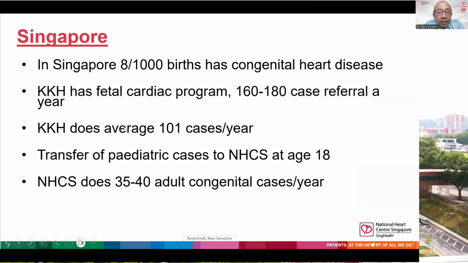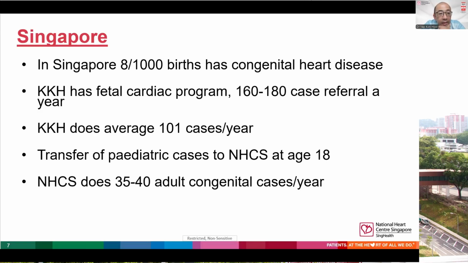So, congenital heart disease in Singapore: first of all, congenital heart disease is not common, about 8 per 1,000 in Singapore. Singapore itself is a small country. Compared to other countries, for example, I went to Toronto in Canada, which is a very big country, they have many more cases than us. In Singapore, our cases are not a lot.